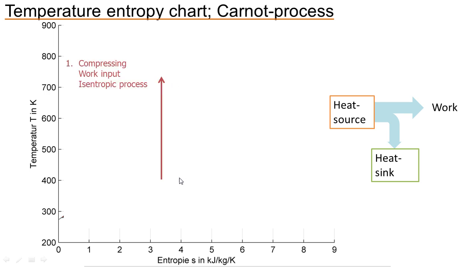The first thing you do is you put work into a gas without exchanging heat energy. You just put in work and compress the gas. The next thing is you put in heat, and you put in heat at a constant temperature. This works by expanding. You let the gas expand. You put in heat and the gas will expand. This is an isothermal process.